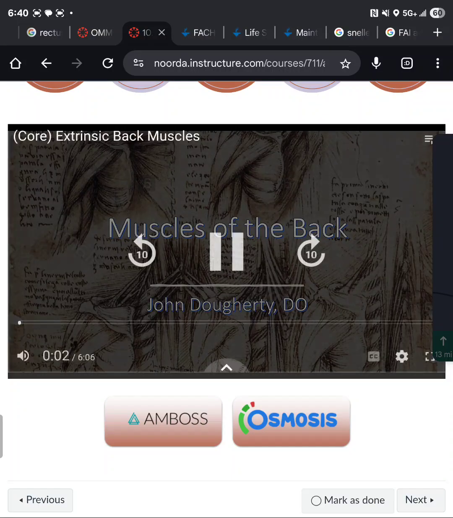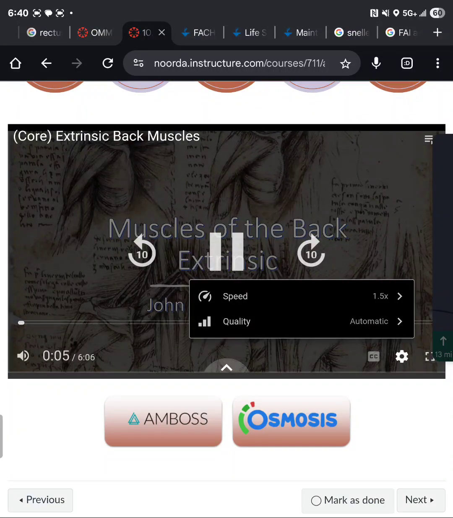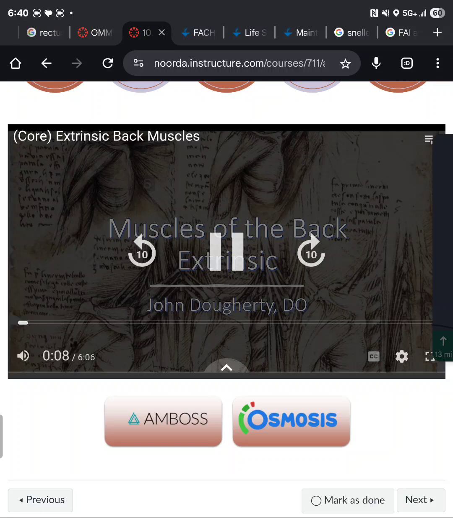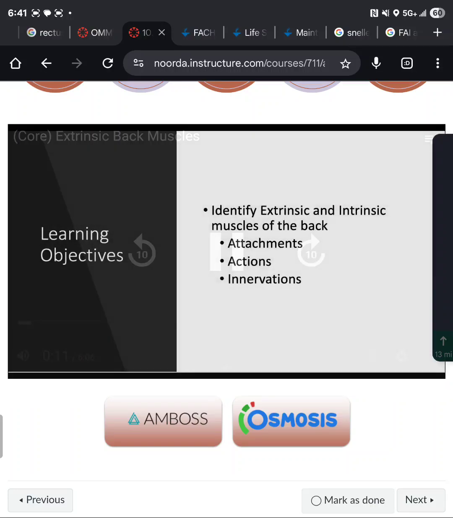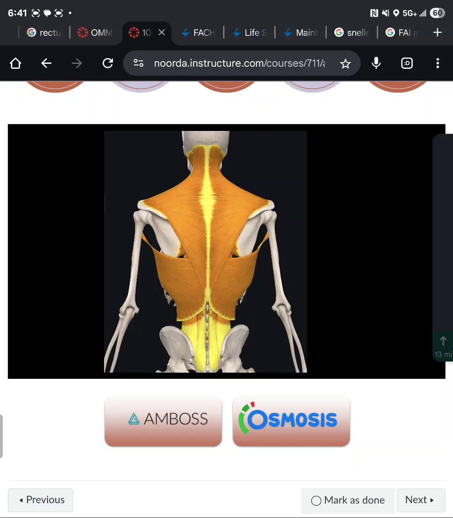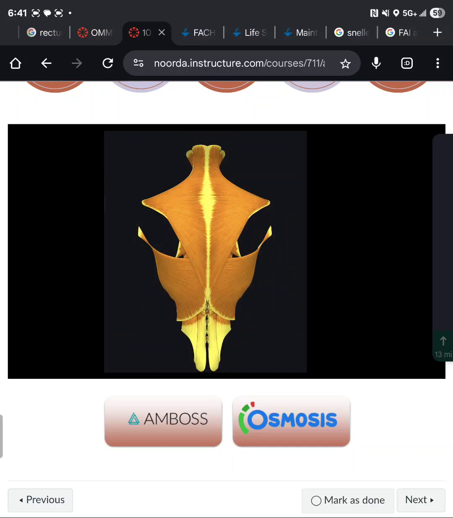Next up is going to be muscles of the back. Now we're going to talk about the two separate layers, extrinsic and intrinsic. We're going to start with extrinsic, and then we're going to identify within each of those layers what their attachments, actions, and innervations are. So extrinsic basically means the superficial components that you can see visibly on the back.